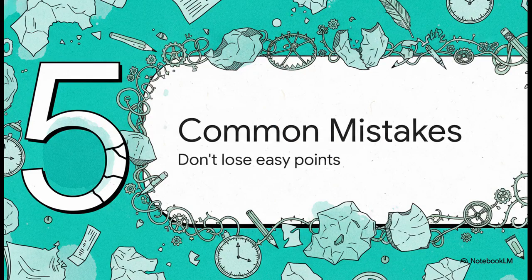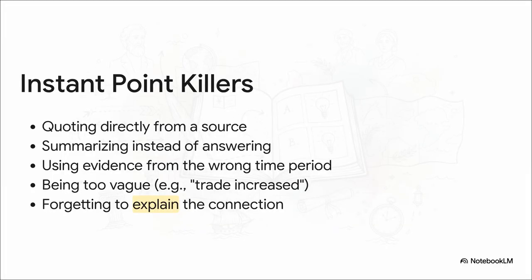We are in the home stretch now. Let's finish up by talking about the easy mistakes that cost students points they really should have earned. Let's make sure that's not you. Okay, look closely because these are the things you just can't do. Number 1, never quote the source. 2, don't just summarize it, you have to answer the question. 3, make sure your evidence is from the correct time period. 4, avoid being vague. And maybe the biggest sin of all, just dropping in evidence without explaining it. That's forgetting the E in ACE, and it will cost you the point every time.